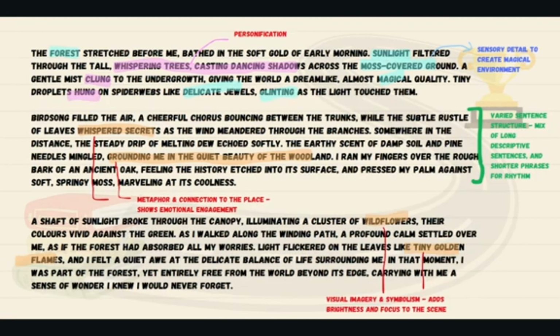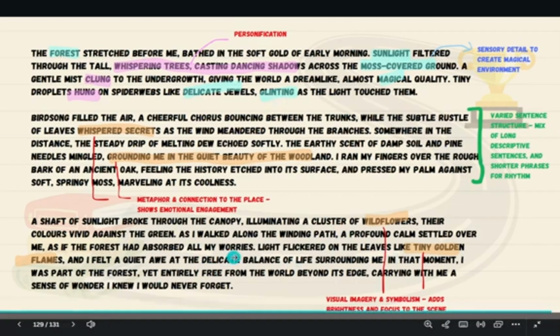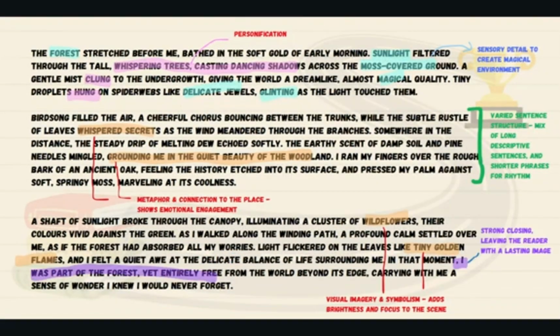And lastly, in the bottom orange part, I've put some examples of visual imagery and symbolism, adding brightness and focus to the scene. In purple here, I've put "I was part of the forest yet entirely free" as an example of a strong closing, leaving the reader with a lasting image.